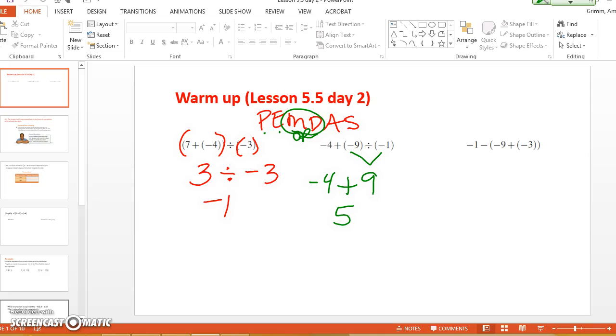Okay, and the next one, I've got to start with the parentheses. So here's my parentheses right here. I have negative 9 plus negative 3. So basically, I owe someone 12. But I still have this negative 1 minus. So I have negative 1 minus that. So now I'm going to go ahead and do my same change.